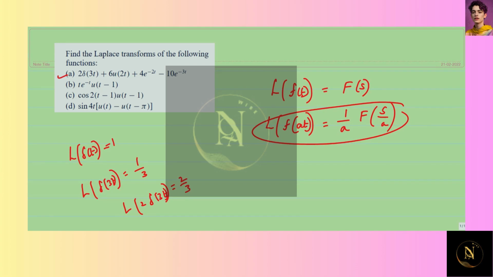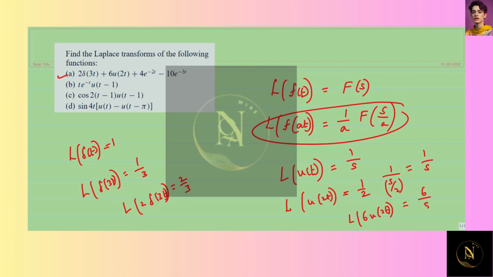And what is Laplace transform of u of t? It is 1 by s. So what will be Laplace transform of u of 2t? It will be 1 by 2 into 1 by s by 2. That is nothing but 1 by s. So Laplace transform of 6 times u of 2t will be 6 by s.